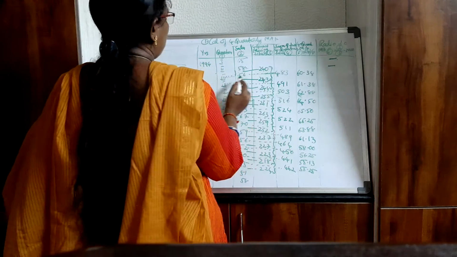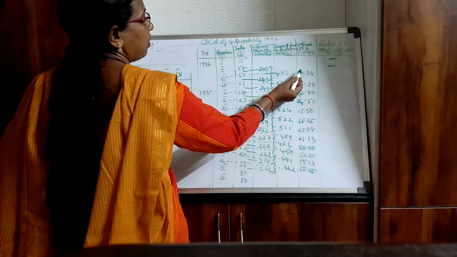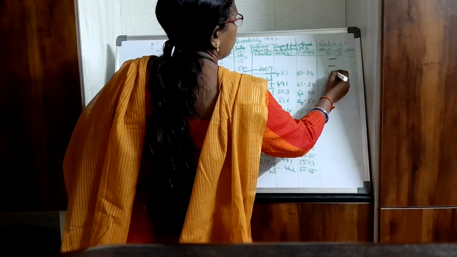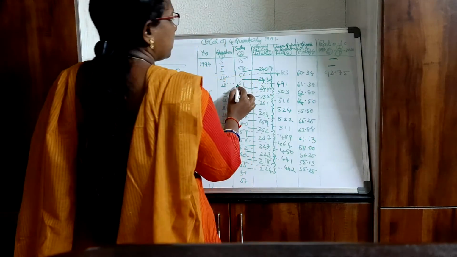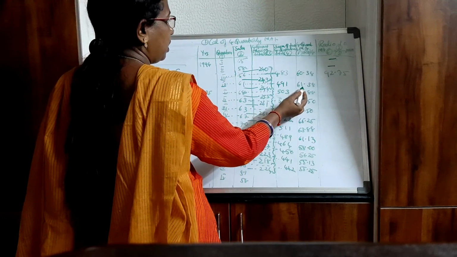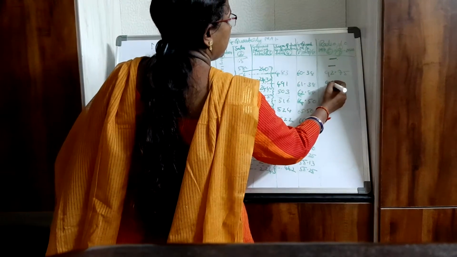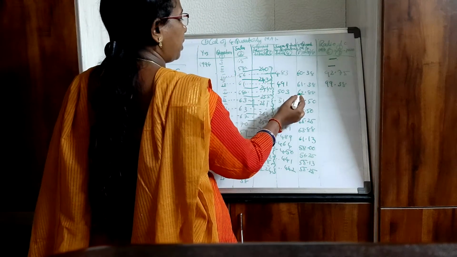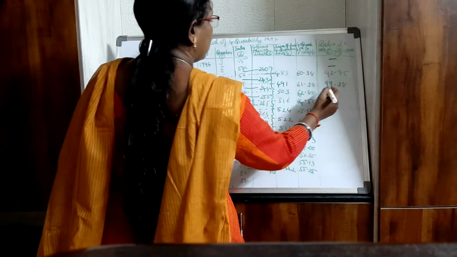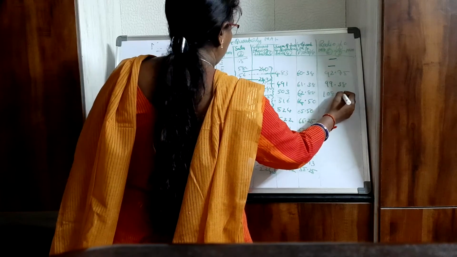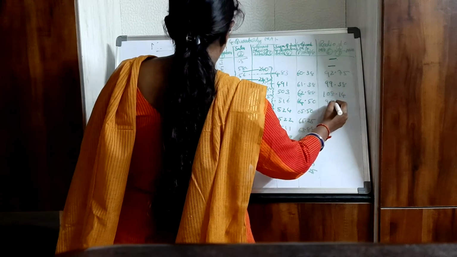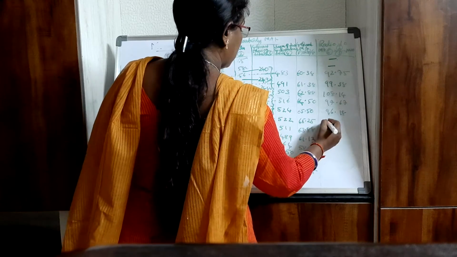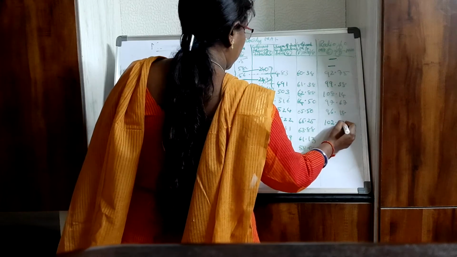So second value is how much in the problem? It is 56. 56 divided by 60.38 into 100. So that comes out to be 92.75. Similarly, 61 divided by 61.38 into 100. So 99.38. Similarly, 68 divided by 62.88. So you will get 108.14. Here 97.67. Similarly, 96.18. 102.68.